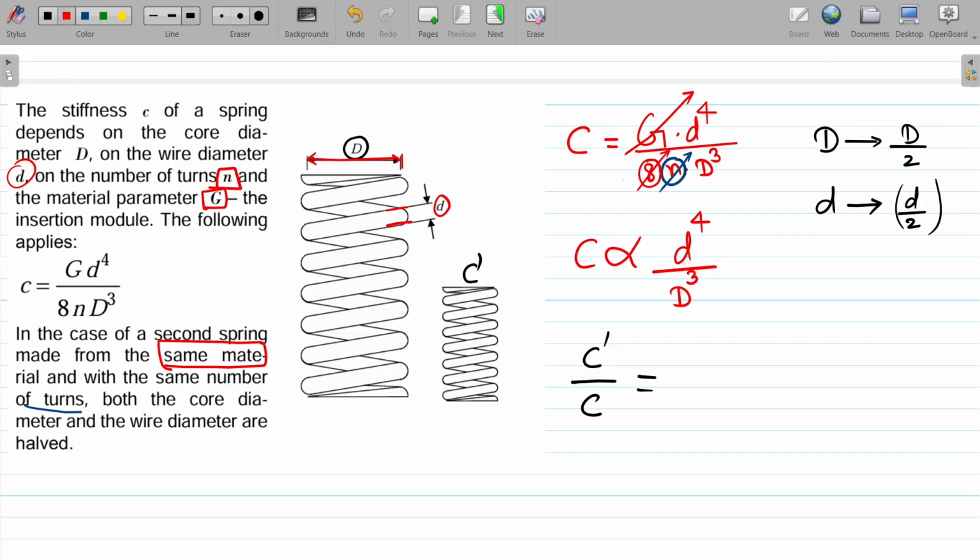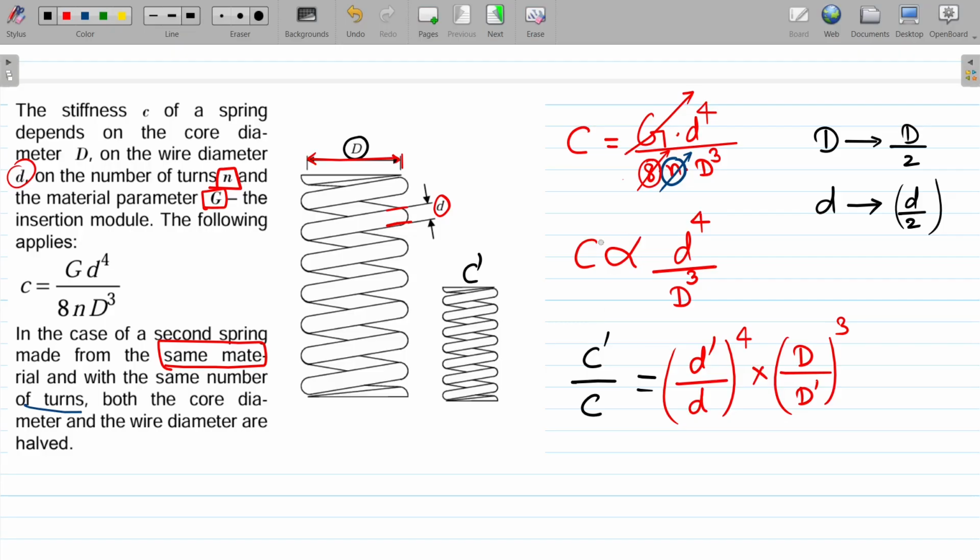See, it is directly proportional to small d raised to power 4. So we should write small d dash upon small d raised to power 4, into, this is inversely proportional to capital D raised to power 3. Since we have written C dash upon C and it is inversely proportional, here we will write D cube upon D dash cube. Or we can write combinedly like this also. Let us understand one more time.